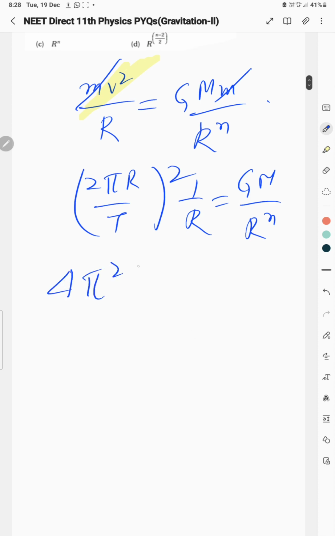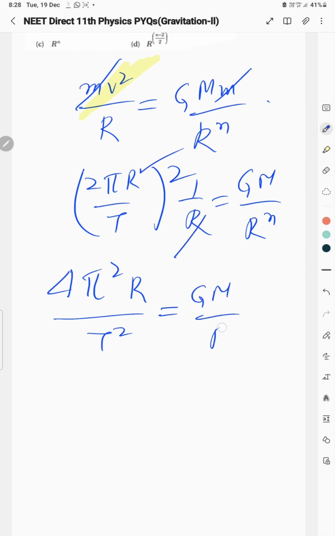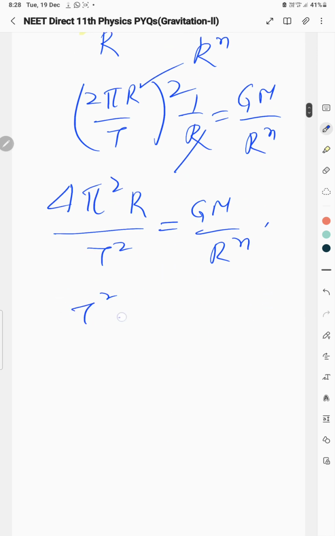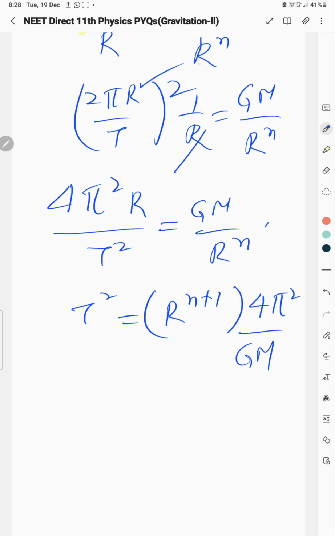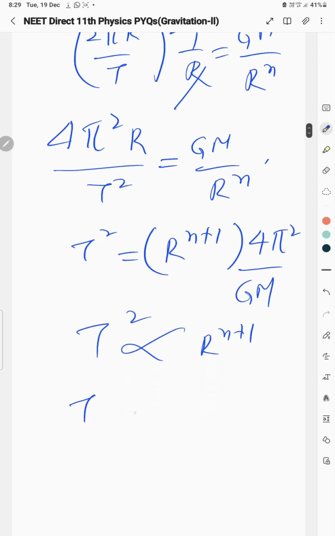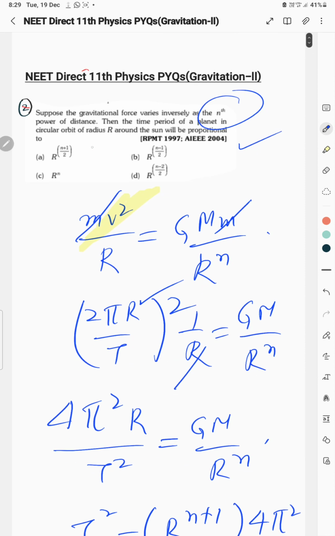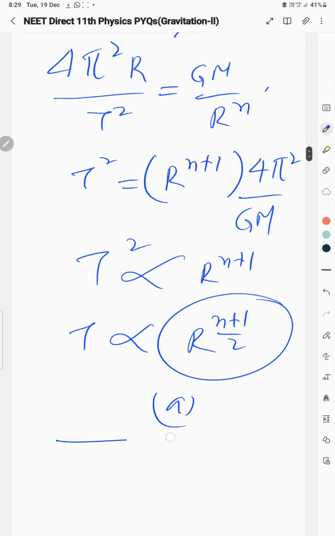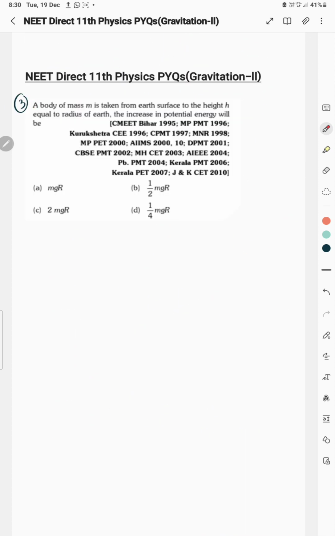You simplify, it becomes 4 pi square r divided by t square, because I removed one r from here, cancellation happened, and now it becomes like this. Cross multiply, you have r power n plus 1 whole into 4 pi square divided by gm, which on simplification gives us the t proportional to r power this, and therefore you take square root, it is r power n plus 1 by 2. This is the option I chose, which is option A from this problem, right? Okay, let's move on to question third.